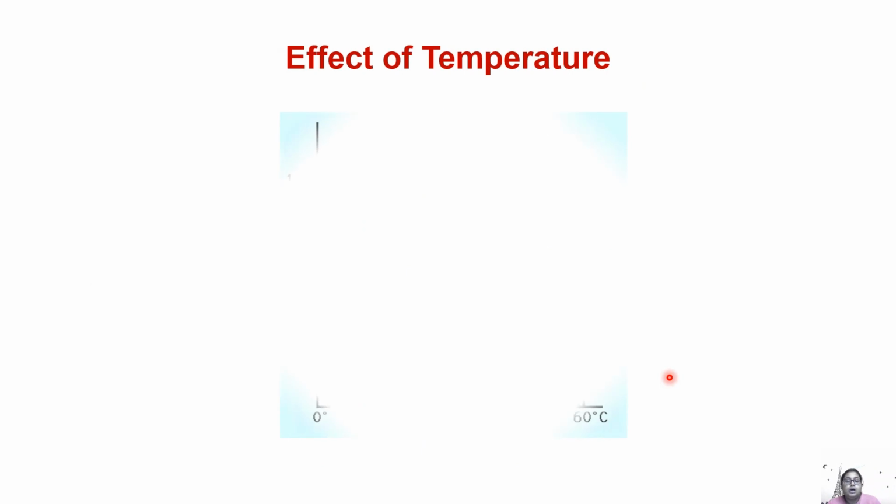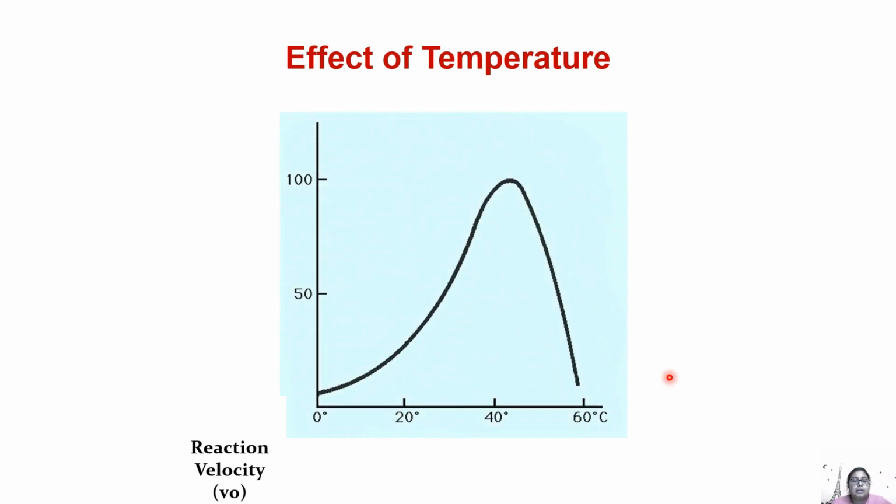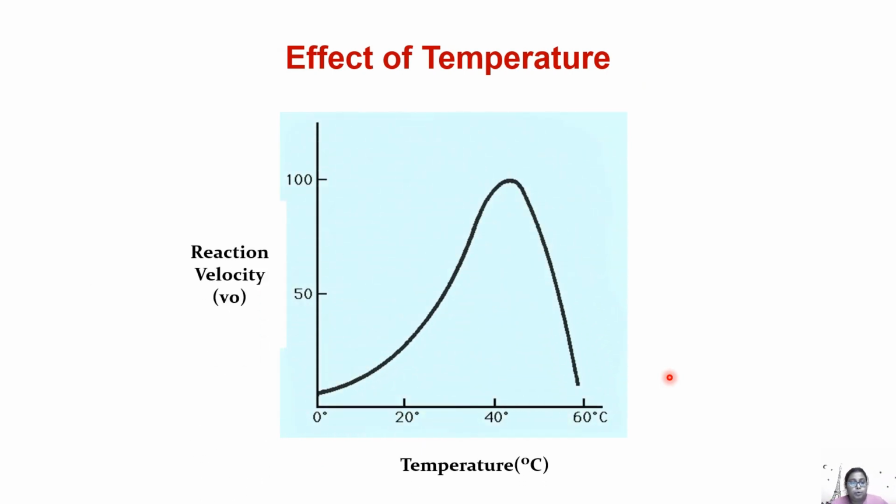Okay. So what can be the effect of temperature? There will be an optimum temperature for every enzyme. If, for example, for a particular enzyme you plot temperature on the x-axis and reaction velocity on the y-axis, you see that this particular enzyme has 40 to 45 degrees Celsius as its optimum temperature because it shows the highest reaction rate or reaction velocity at this particular temperature.